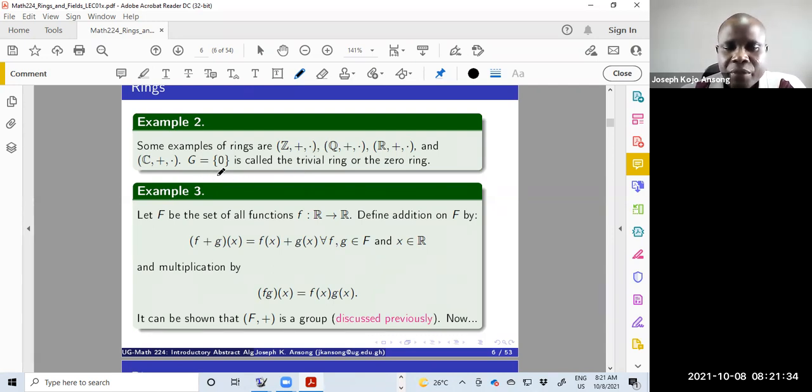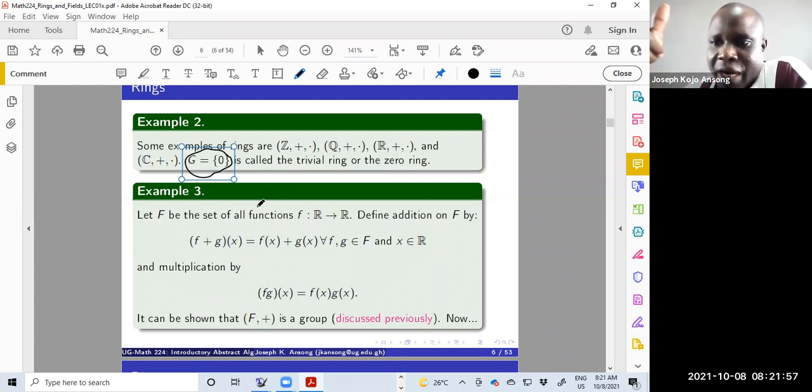G here, which is just the set with the 0 element, is called the trivial ring or the 0 ring. I'll come back to this later on before we introduce fields. But the task for you is to actually take this and show that it is a ring.